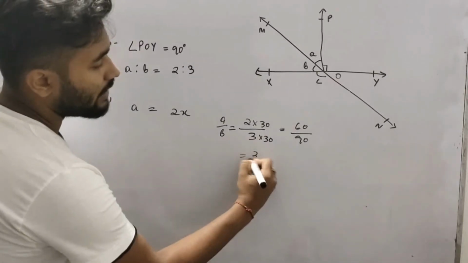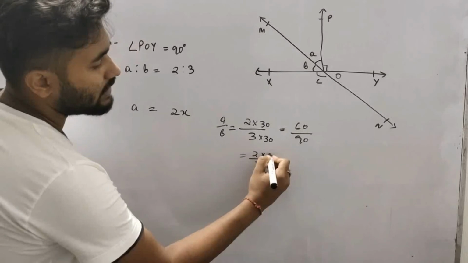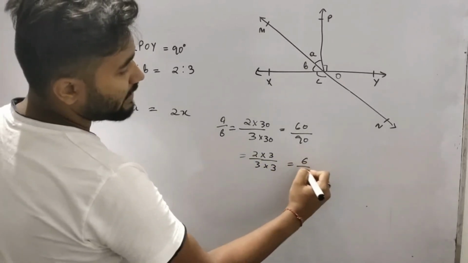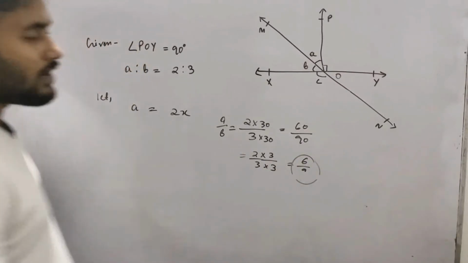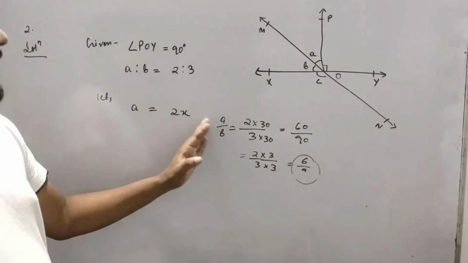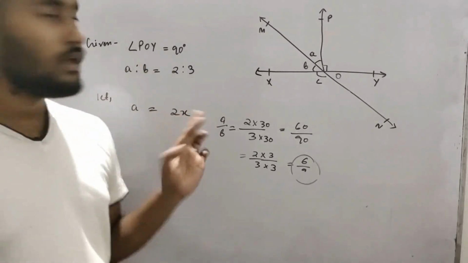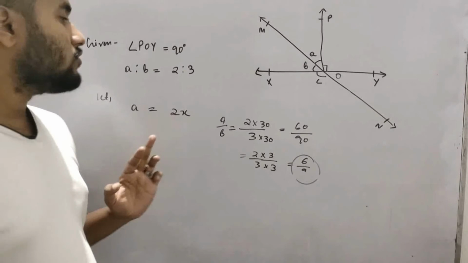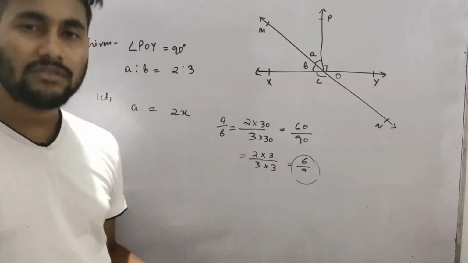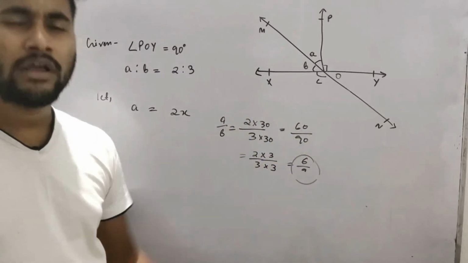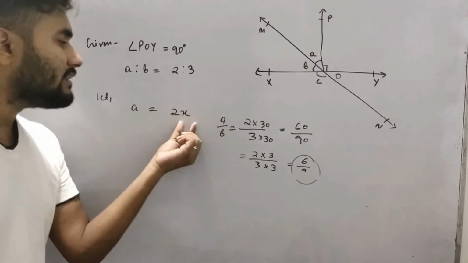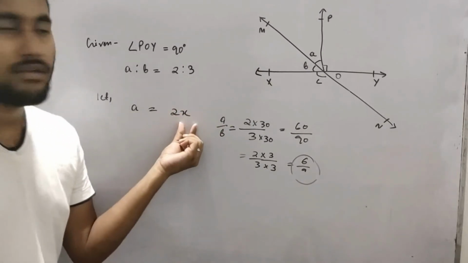So 2 by 3 and 60 by 90 are equivalent fractions. Say if I multiply 3 over here and 3 over here, this will be 6 by 9. This is also an equivalent fraction, also 2 by 3. So you cannot say exactly that your A is 2 and your B is 3. See what I have multiplied: 30, then 3. Then I can multiply 4, I can multiply 10. I can multiply anything. That anything is your x.